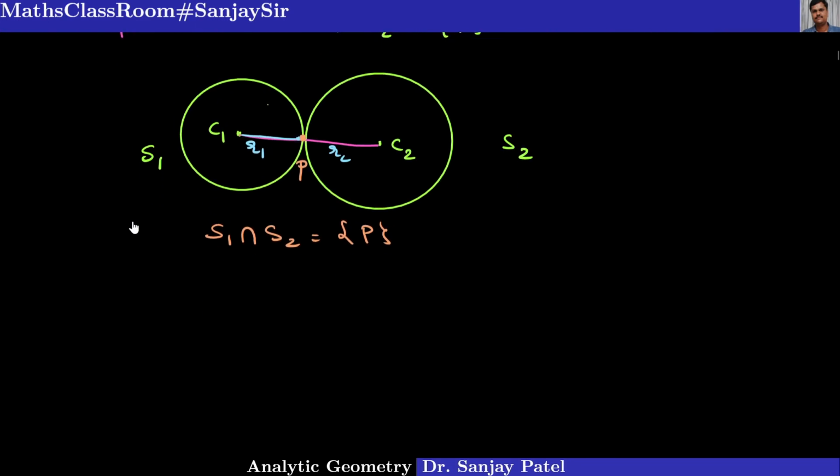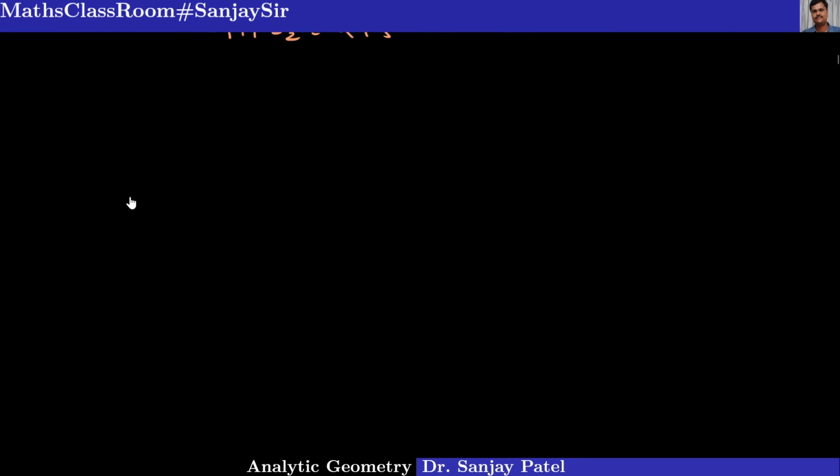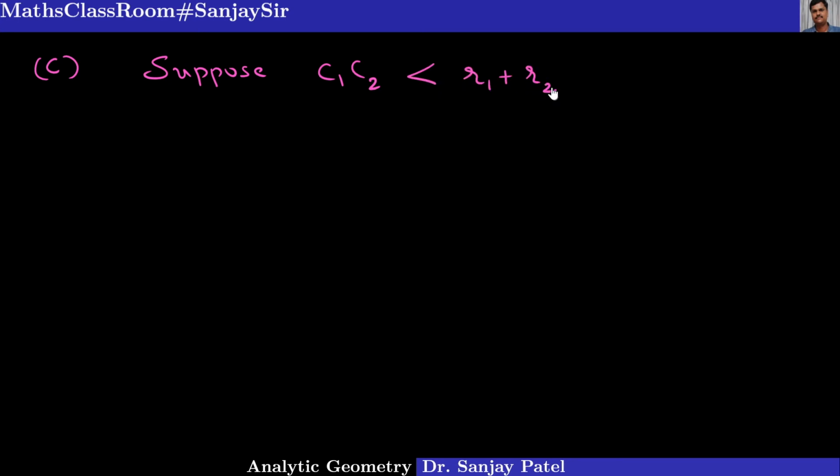Now let us go to the third case. If neither C1C2 is greater than R1 plus R2 nor C1C2 is equal to R1 plus R2, then we go to case 3. Suppose in this case the distance C1C2 between the two centers is strictly less than R1 plus R2.